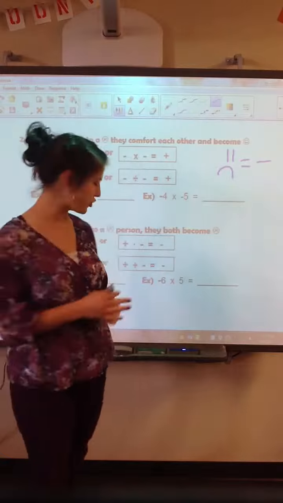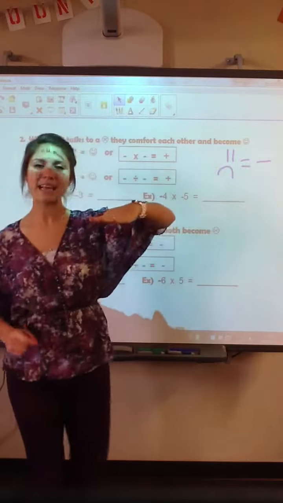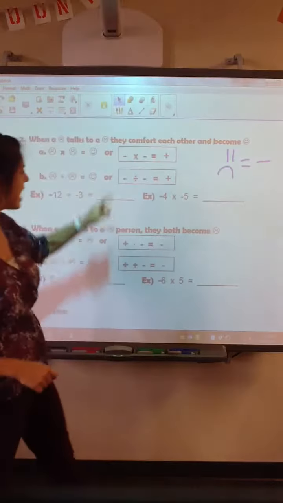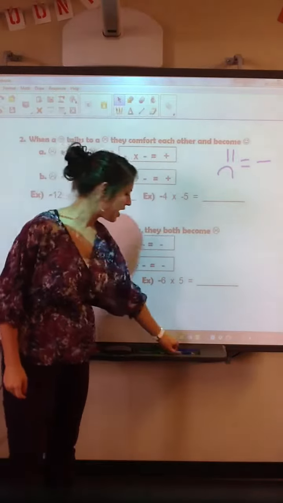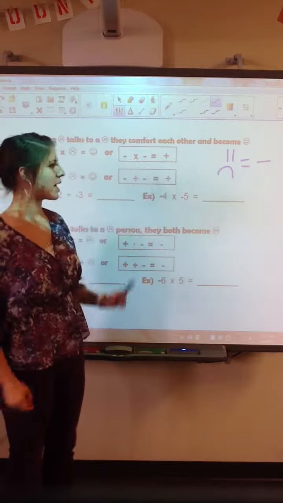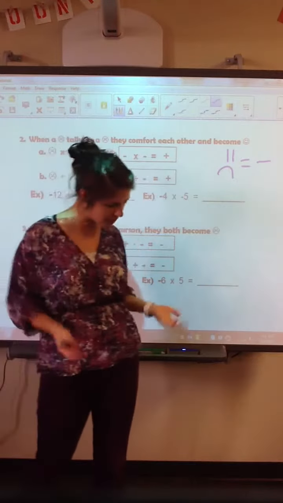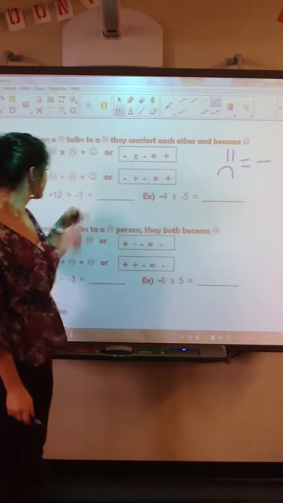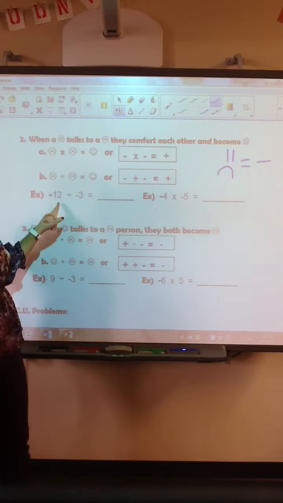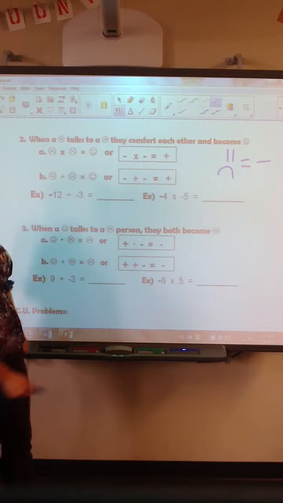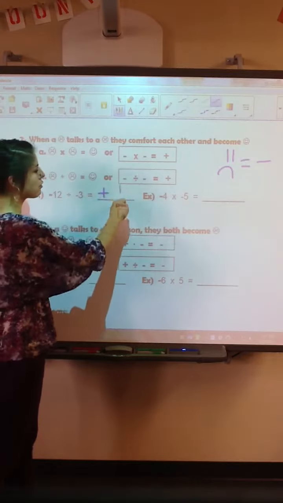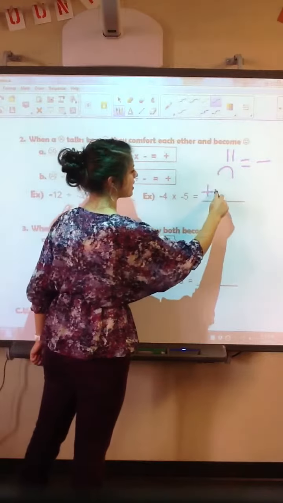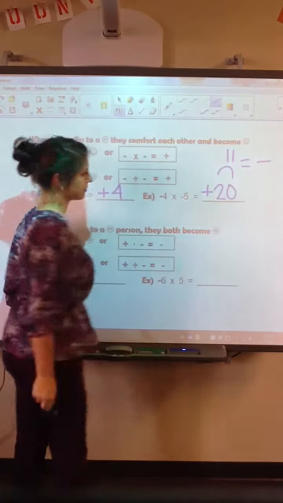And to show that visually, if this helps you, a negative and a negative come together and make a positive. So a negative times a negative is a positive, and a negative divided by a negative is a positive. Because if you're sad and you talk to somebody else who's sad, you comfort each other and you become happy and positive. So we can do an example. -12 divided by -3 gives you a positive 4. -4 times -5 gives you a positive 20.